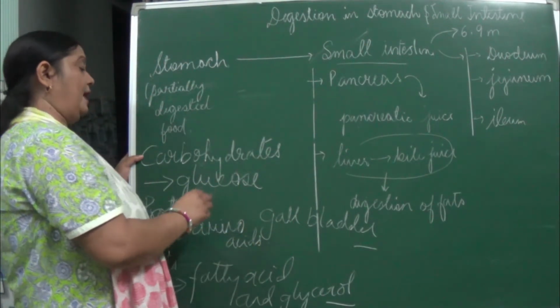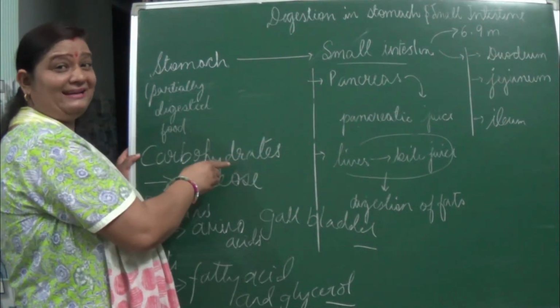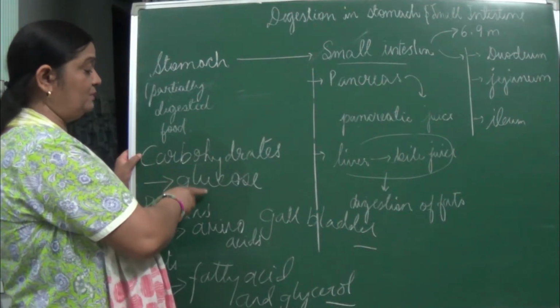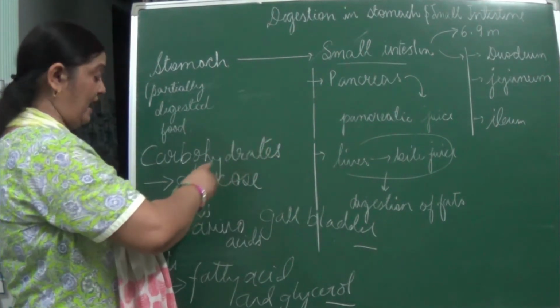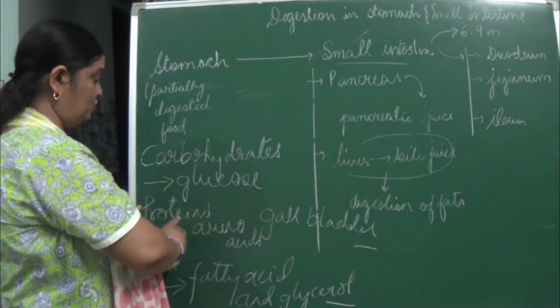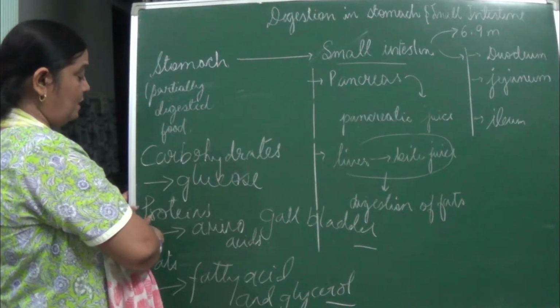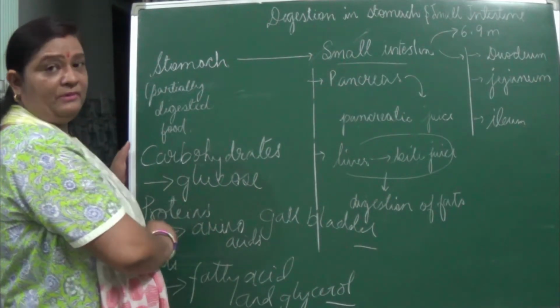Here, for digestion, the pancreatic juice, that is pancreatic amylase, acts to simplify carbohydrate to glucose. Now trypsin acts on the proteins. Trypsin is secreted by the pancreatic juice only, and it digests the proteins to form amino acids.